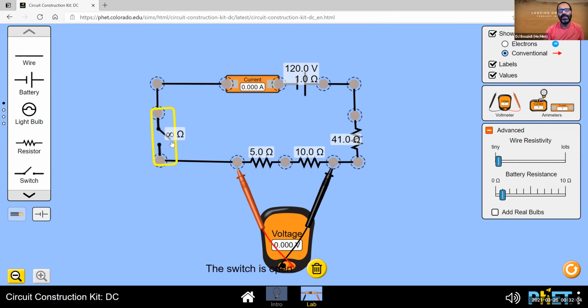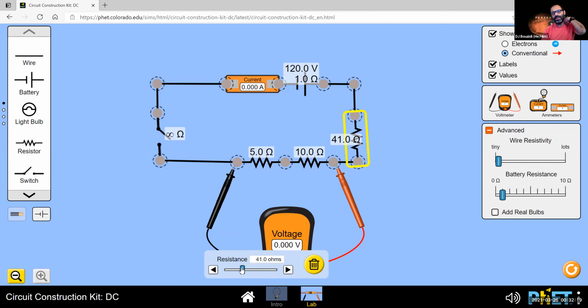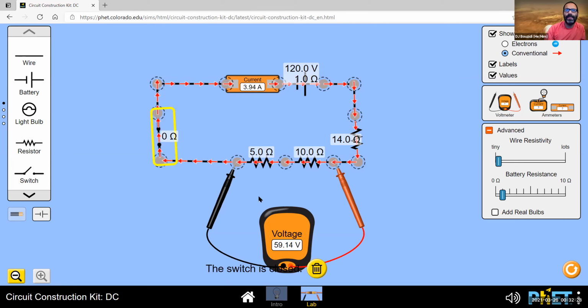So let me stop the current, move my voltmeter in the right direction. Always the positive is facing the positive of the battery. So here is the positive. And now, if I read this current, I'm sorry, I need to drop this value to a starting point again. That's fine, 14 is good, okay? So I'm going to close the circuit now.